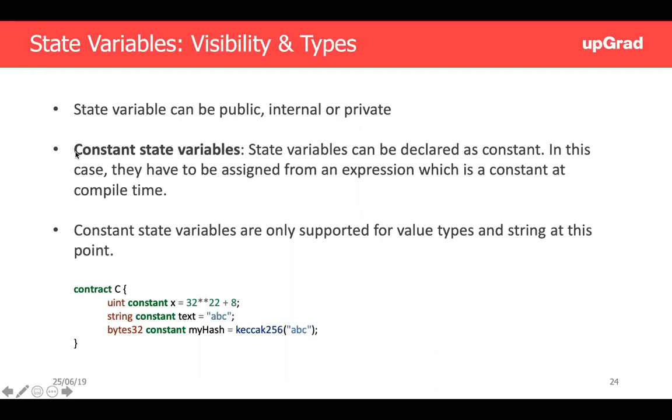All right. Then there is a type of state variable called a constant state variable. To define a constant state variable, when you define the type of it, in front of it you'll put constant, and then the name, and constant variables obviously have to be initialized. Currently, constant support is something that was added recently as part of 0.5.0, and it's still not completely supported. The only two types that are currently supported for constant variables are the integer and bytes types, and the string type.